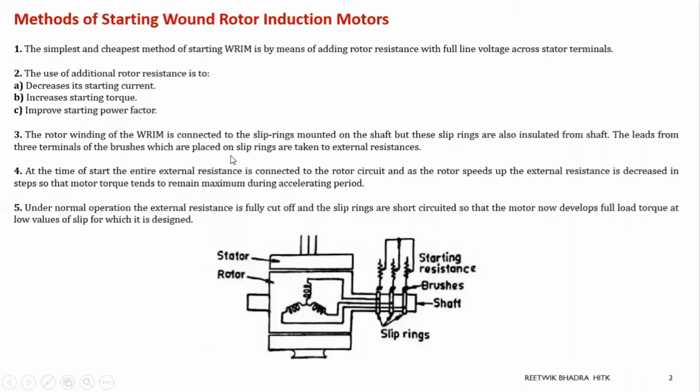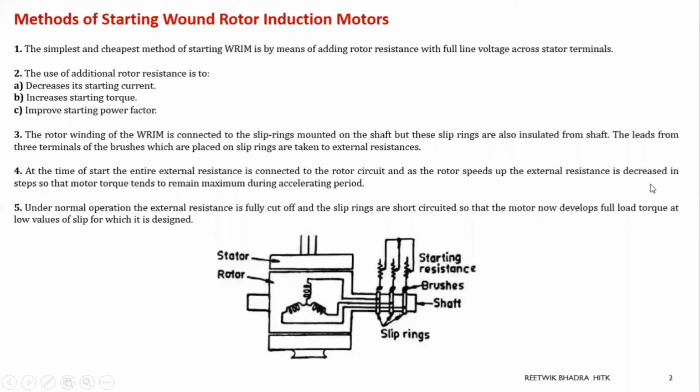Now at the time of starting, as I gave an example, if there are 5 resistances, all the 5 resistances should be connected in the circuit, because if there's an increase in resistance, the current will reduce. So that's why it is written that at the time of start, the entire external resistance is connected to the rotor circuit. And as the rotor speeds up and slowly reaches the full load speed, the external resistance is decreased. As I told you, one resistance is cut first, then the second resistance is cut down, then the third, then slowly all the resistance is cut down as the rotor reaches your full load speed.